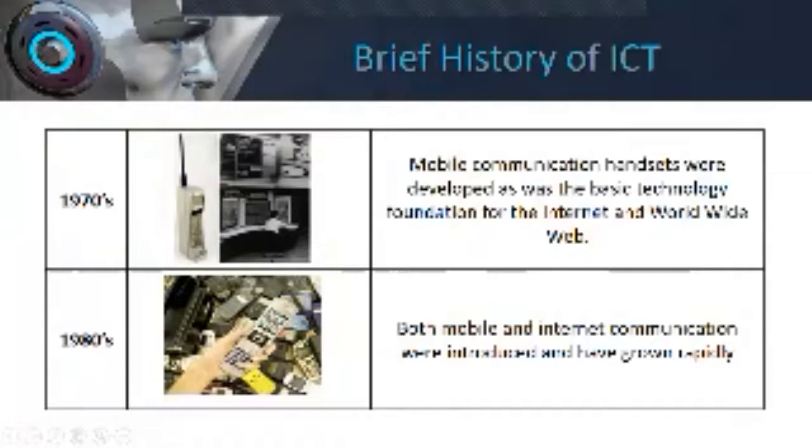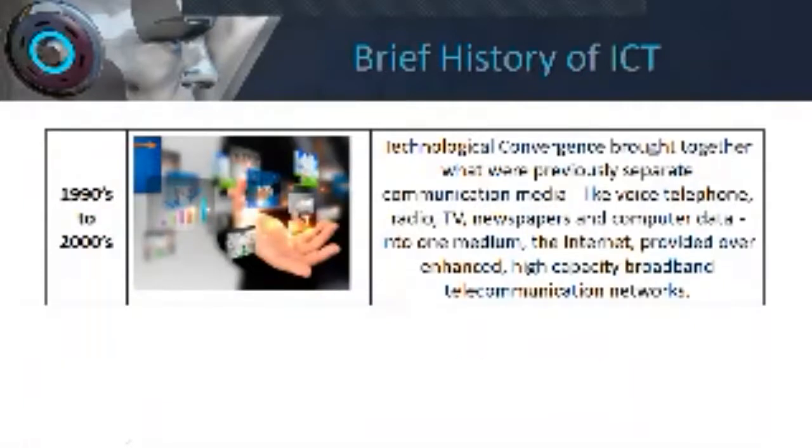In the 70s, mobile communication handsets were developed, as was the basic technology foundation for the internet and World Wide Web. So these are the first computers where the internet and World Wide Web was created. In the 1980s, both mobile and internet communication were introduced and have grown rapidly. In the 1990s up to the 2000s, technological convergence brought together what were previously separate communication media like voice telephone, radio, TV, newspapers, and computer data into one medium, the internet, provided over enhanced high-capacity broadband telecommunication networks.